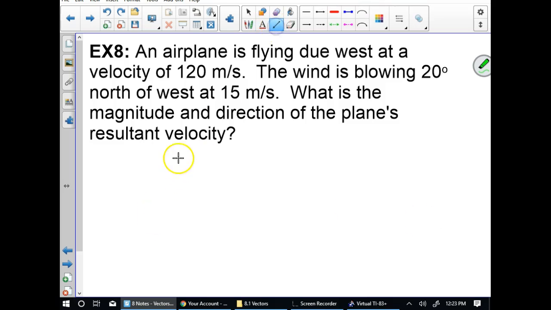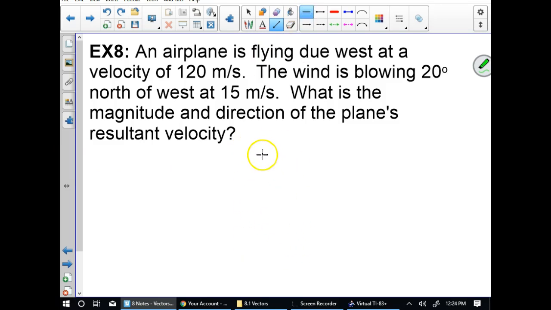So we're going to start this. An airplane is flying due west at a velocity of 120 meters per second. The wind is blowing 20 degrees north of west at 15 meters per second. What is the magnitude and direction of the plane's resultant velocity? North and west are the directions we need the most of here.